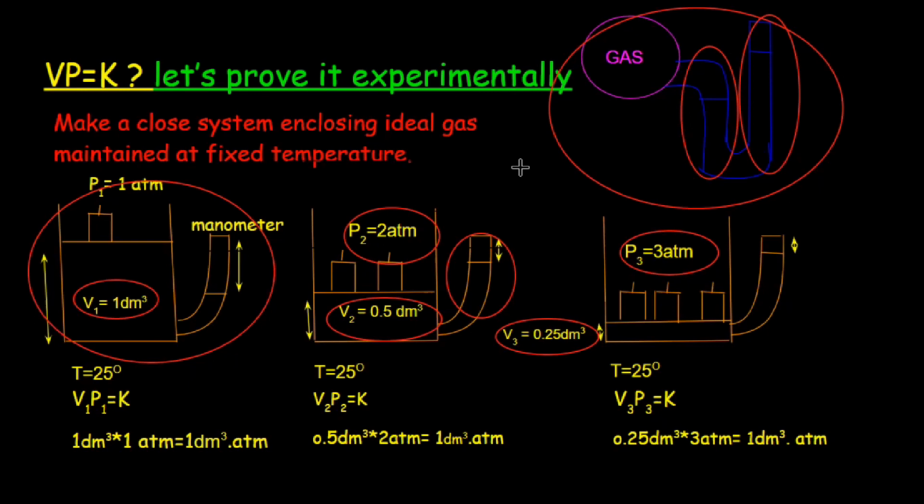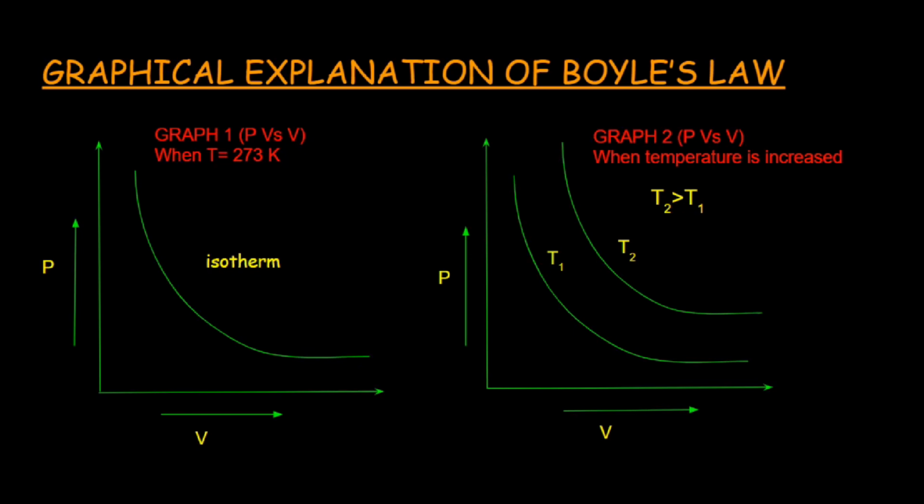As the value of K remains the same for this experiment, we can say that V1P1 is equal to V2P2 and V2P2 is equal to V3P3. Let's have a graphical verification of Boyle's law. First of all, in graph 1, I have drawn a graph between pressure and volume at 273 Kelvin. Check the volume along the x-axis and pressure along the ordinate. You will get an isotherm. When two quantities have an inverse relation, this type of curve is obtained. So Boyle's law shows this type of curve for pressure and volume.